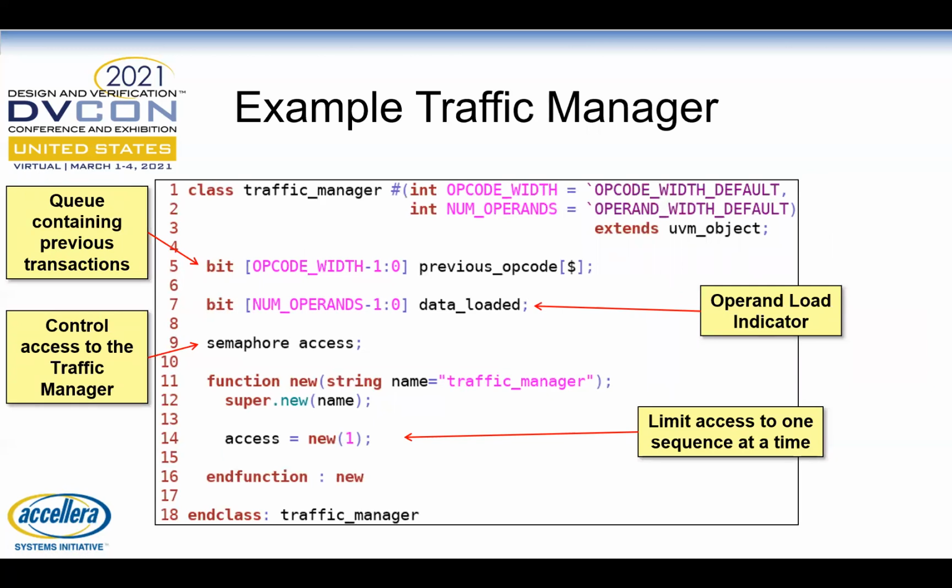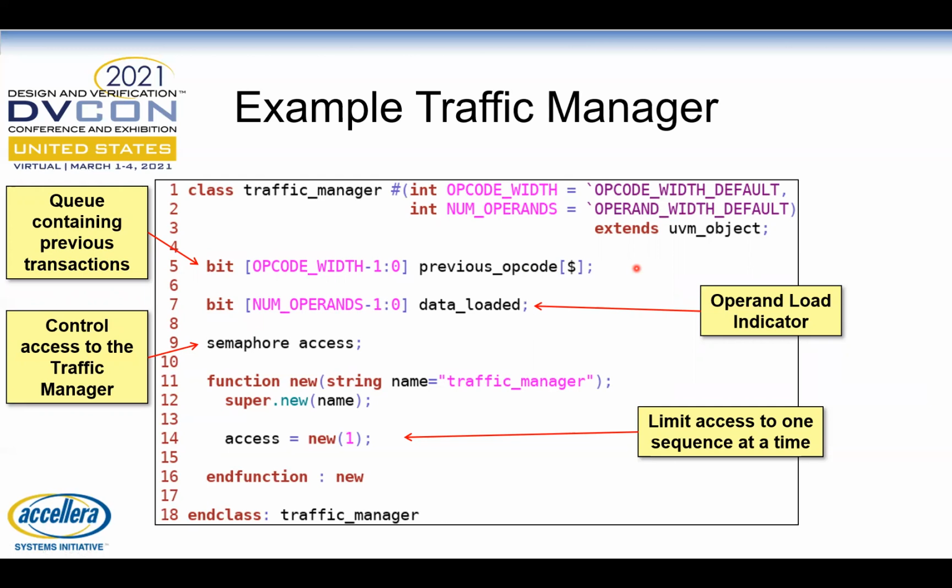Next, we'll look at what the traffic manager for this example DUT would look like. This traffic manager will store all the previous opcodes sent to the DUT in the previous opcode queue. So that's over here at line 5. This way, the sequences which use the traffic manager can restrict the multiply operations based on past stimulus using the previous opcode field.